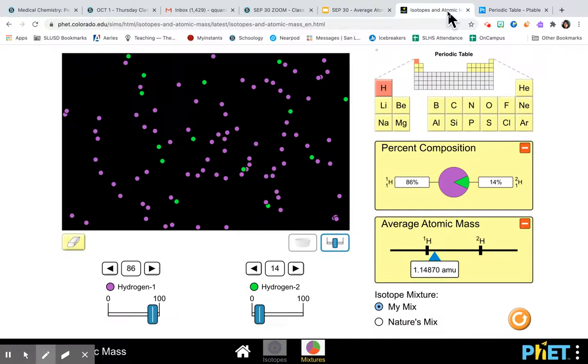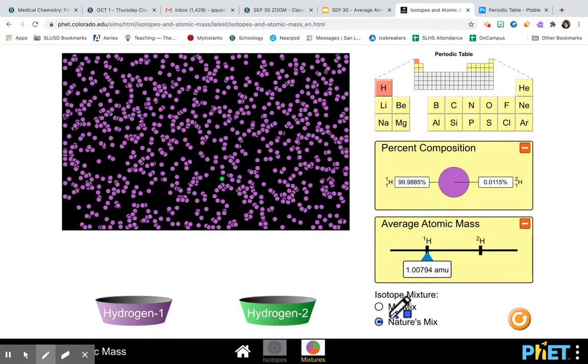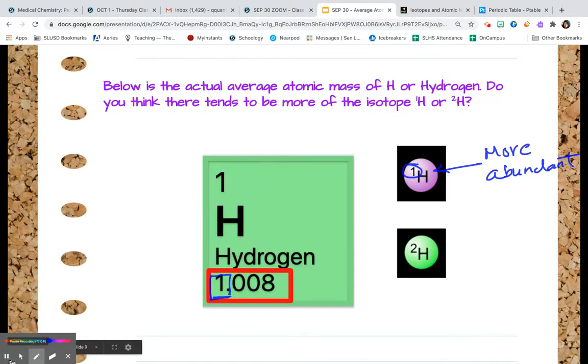And let's see if that's true looking at our PhET model. On this site, if I change this to nature's mix, you'll see that 99% of the isotopes are hydrogen 1, as shown in purple, and there's only less than 1% that have a mass of 2. So because the average atomic mass is closer to hydrogen 1, it is going to be more common.